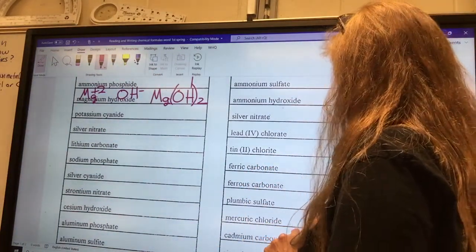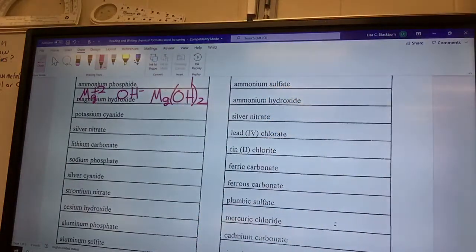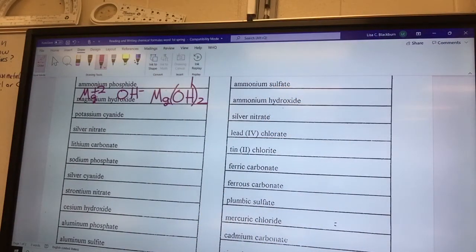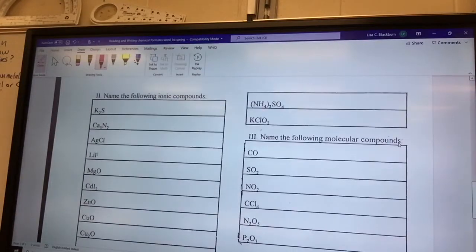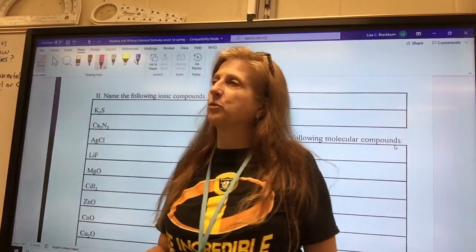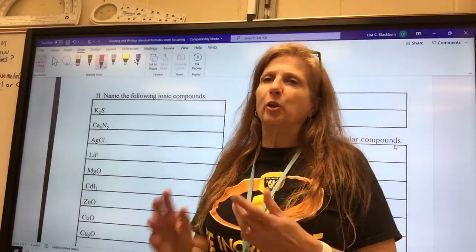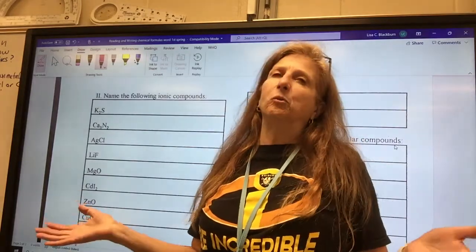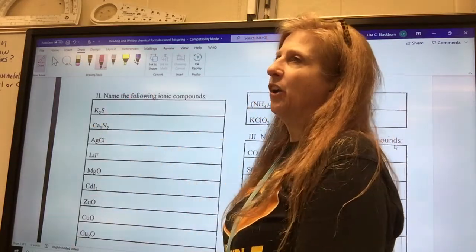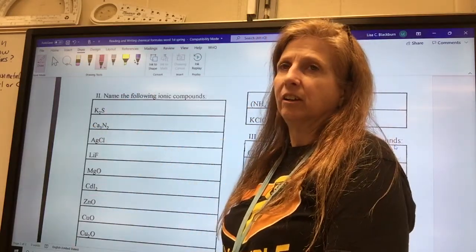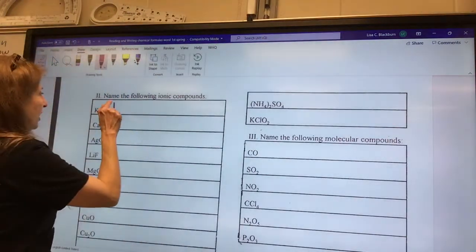Okay, so let's do something. I think y'all know how to do all of that now. We're going to practice this. We're going to play a little game with dice called Rolling Ionic. Now, we did it the hard way. The hard way is where you have to go from the name to the symbol. The easy way is going from the symbol to the name. So, K. What is K? Potassium. So we just write down potassium.